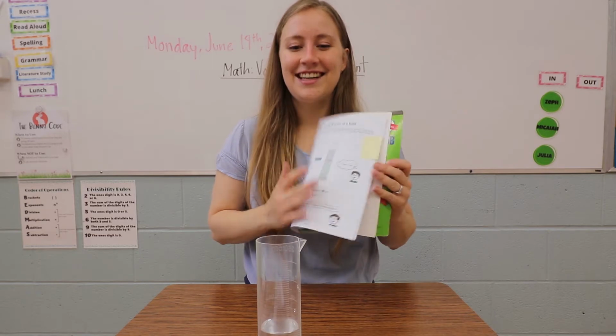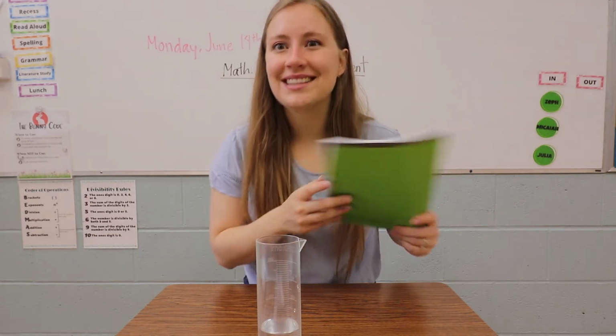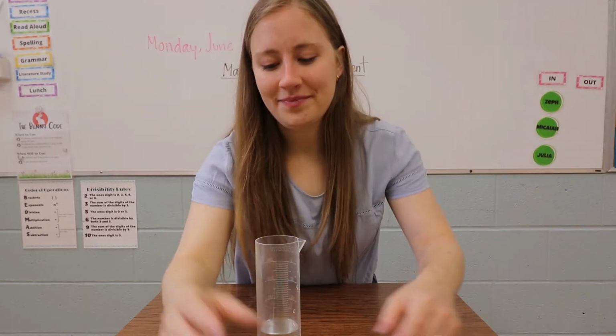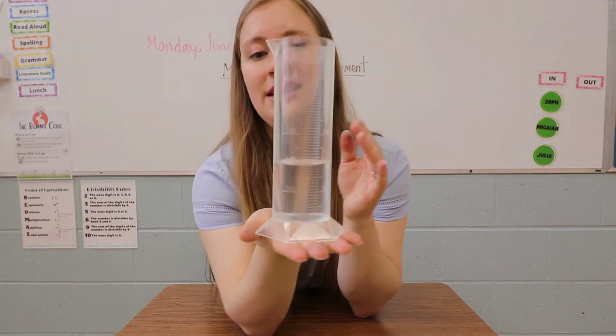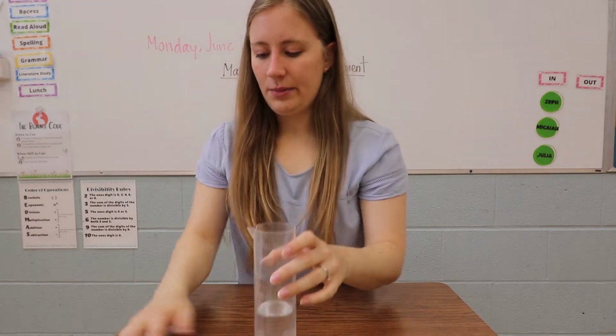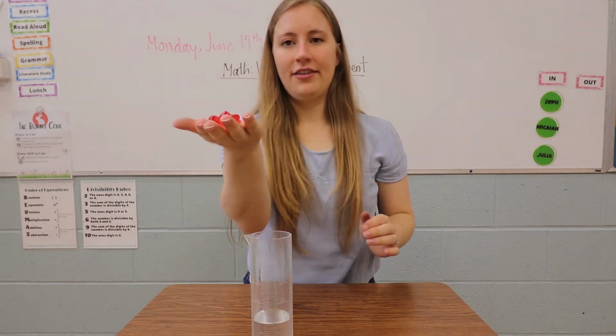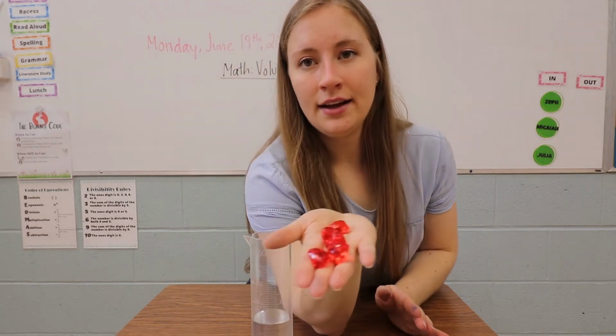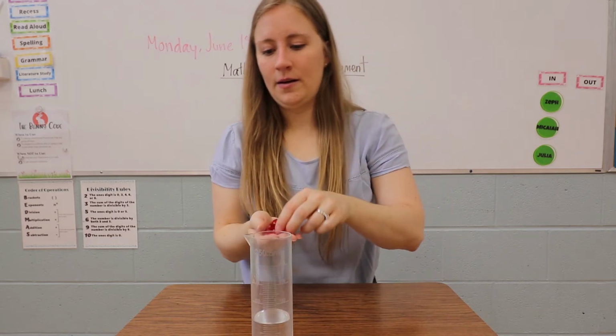Okay, isn't that cool? So now let's do some of our own examples. Okay, so again, here's my graduated cylinder, and I've got 100 milliliters in here. So I'm going to start by putting 5 hearts, okay, into my cylinder.